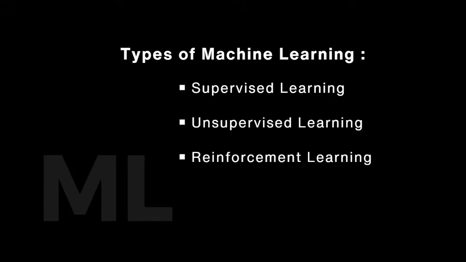The agent learns to make decisions through trial and error. Yeah, that is correct. Unlabeled data to find hidden patterns. Yeah.